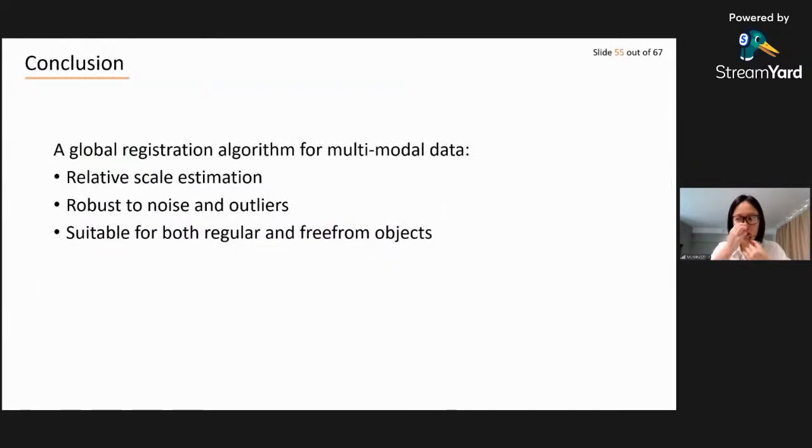To conclude this part, this is a global registration algorithm for multimodal geometric data. It is designed to incorporate relative scale estimation in a joint optimization framework. It offers robustness to noise and outliers in the input point clouds. It is applicable to both regular and free-form objects.